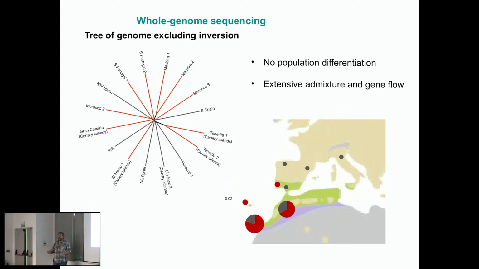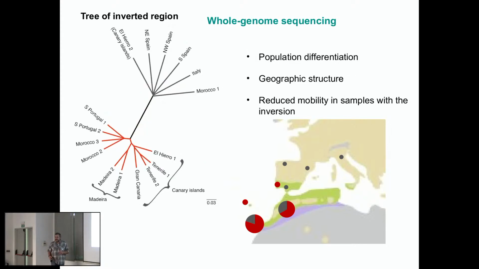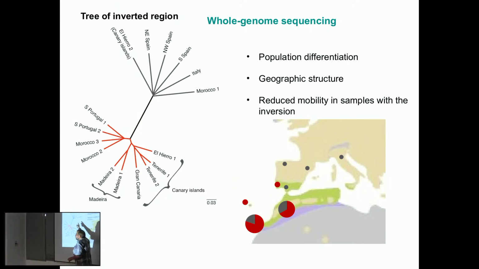But what happens if we look at the inversion? We look at the inversion, and the tree is slightly different. There is something big going on. This is the ancestral, non-inverted sequence, and that shows no pattern at all. Those individuals are migrating, moving, but the ones that have the inversion show a strong structure. Remember, these are the same individuals as before, but a different region of the genome. And we can see here that there is geographic structure.